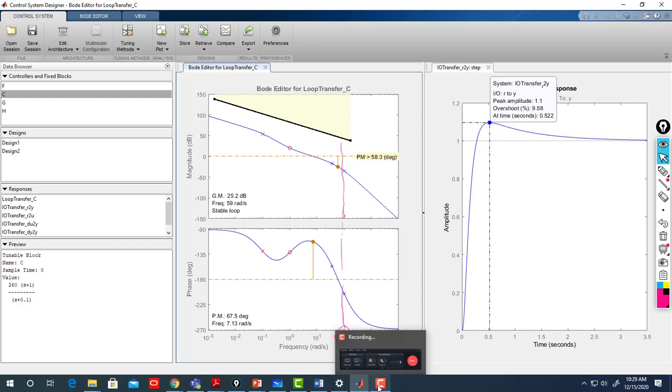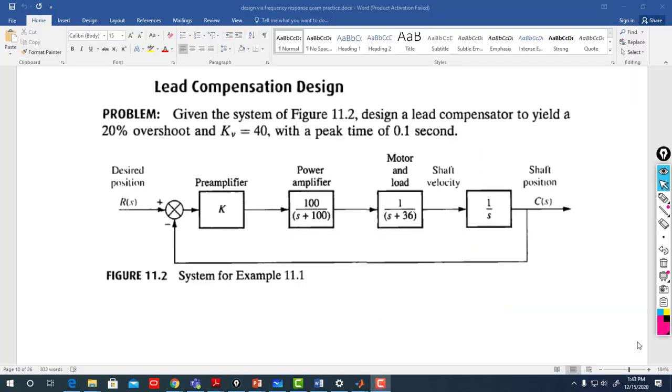So now we'll record for exercise 3. Okay, now still having the same system, but they ask us to design a lead compensator for it. So given the figure below, it's the same system as before. We are doing shaft position control, so we control the position of the shaft. That's the system, etc.